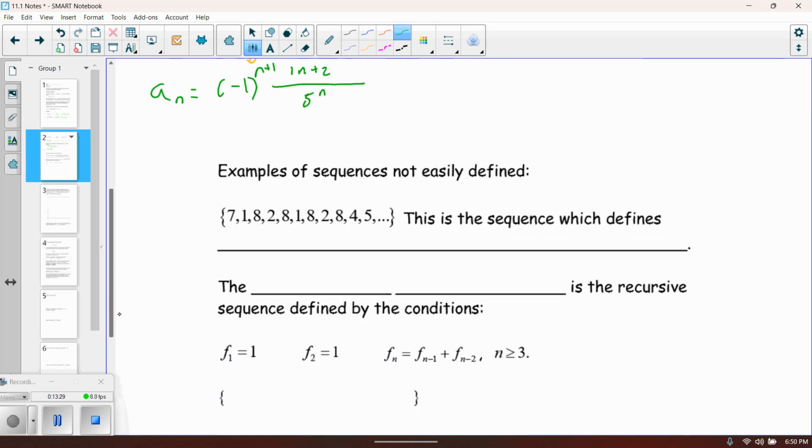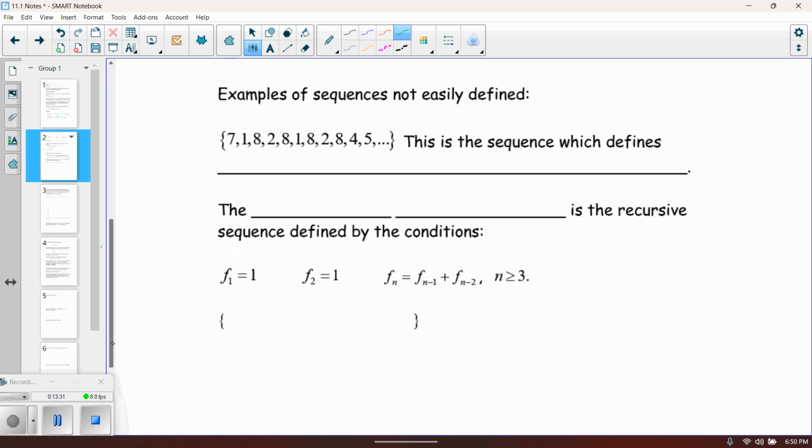All right. There are some sequences which are very commonly used in mathematics and sciences, but the pattern is not so easy to figure out. Now, I threw one on here that is not easy to figure out. If you want to try it before I start telling you what it is, pause it and try and figure it out, but this is not an easy one. Because if you look at 7, 1, 8, 2, 8, 1, and so on, it's not a mathematical pattern like you do something to one term to get to the next term. That's not the way this one works. But it is a sequence.